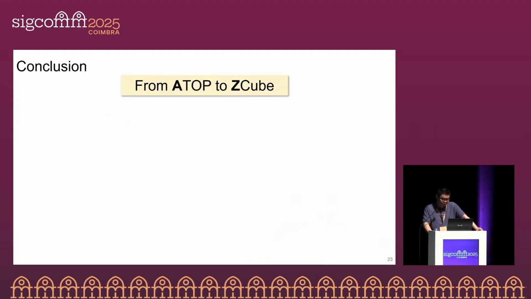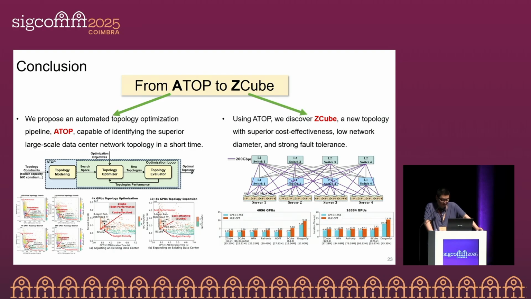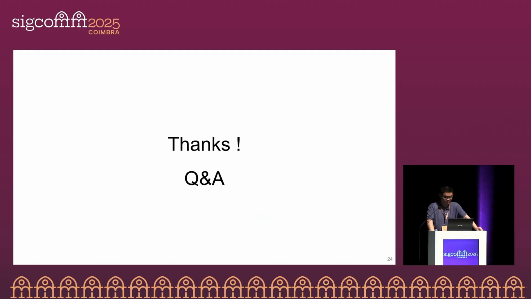To summarize this work, we propose ATOP, an automated topology optimization pipeline that can discover superior network topologies for large-scale GPU clusters within a short time. And using ATOP, we discovered ZCube, a new topology with superior cost effectiveness, low network diameter, and strong fault tolerance. That's all. Thank you.